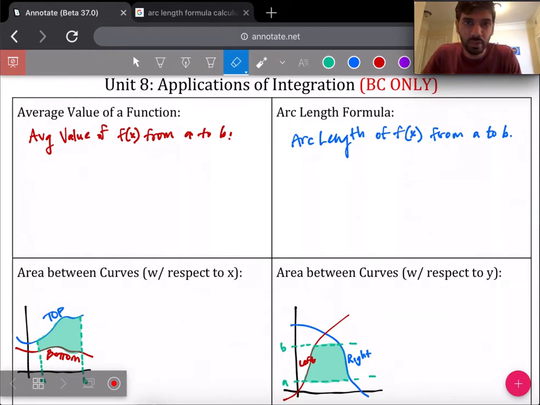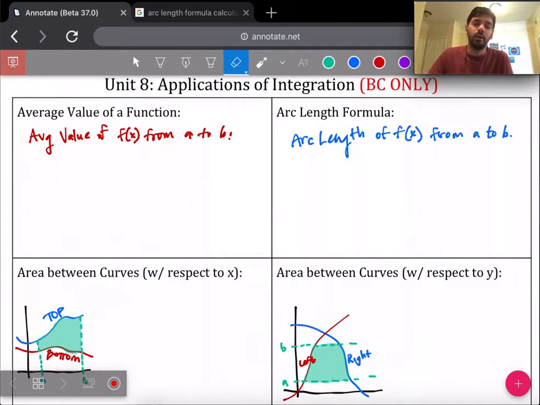Hey everybody, this is going to be the study guide for Unit 8. Before I get started though, just make sure you take note that this is for BC only, the BC test only. So if you've decided to switch to just taking the AB test, you can ignore this video. These topics are all on just the BC test, not on the AB test this year.